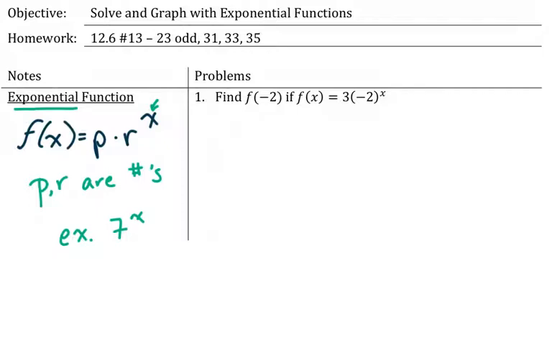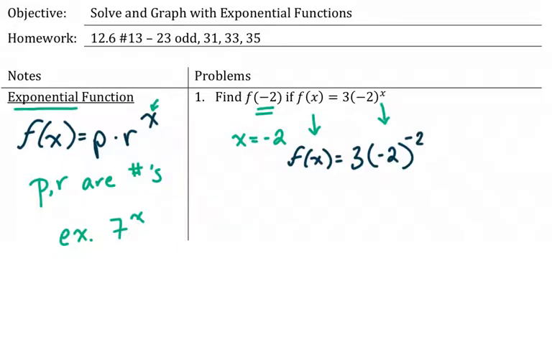So let's do a couple problems with these exponential functions. Here it says find f of -2 if f of x is equal to 3 times -2 to the x. So, as you remember from last week, this means that x is equal to -2, and we want to substitute it in the function. So we've got f of x is equal to 3 times -2 to the -2. Now, important thing to remember about exponential functions is you're going to have to follow your order of operations, you're going to have to follow PEMDAS, and of course you're going to have to follow your rules of exponents.